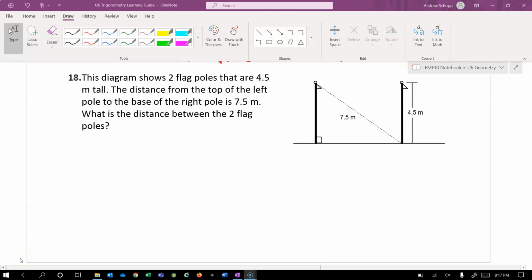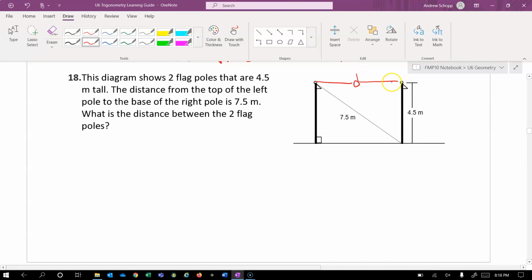Okay, practice question solutions. Starting with number 18. This diagram shows two flagpoles that are 4.5 meters tall. The distance from the top of the left pole to the base of the right pole is 7.5 meters. What's the distance between the two flagpoles? So we're looking for this distance here between the two flagpoles. We can call it D.